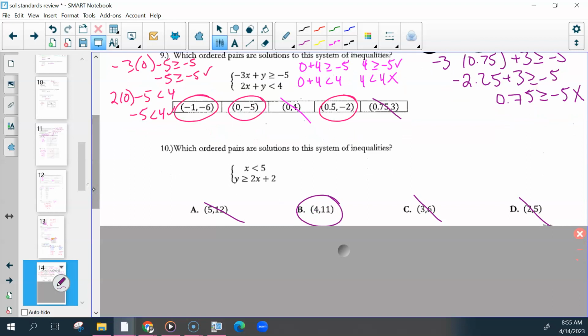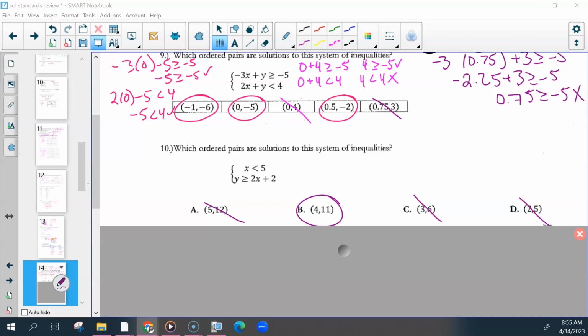And then 10, same thing. You could graph those both in Desmos. There was only one that fell in the overlapping shaded area, and that was B. Yes, Desmos. It has to be the overlapping. For the systems, when it's just one, it just has to be in the shaded area.